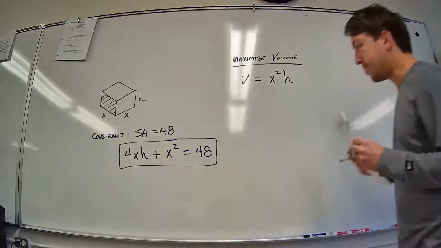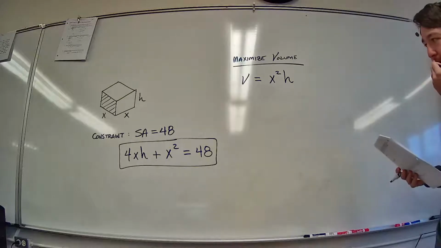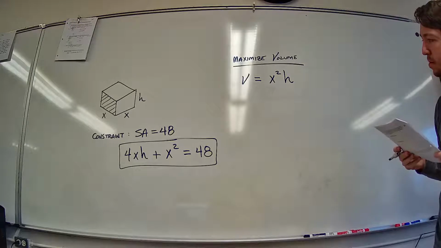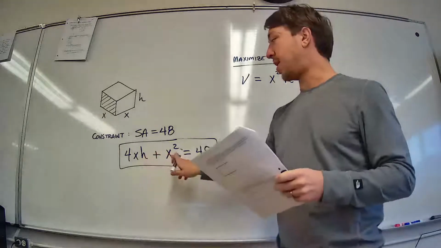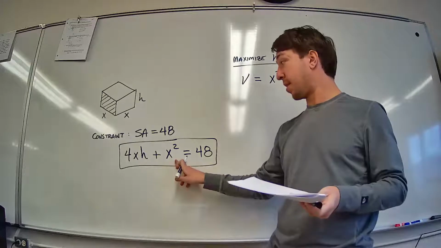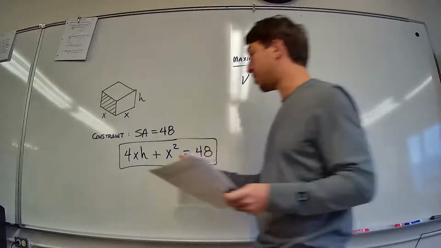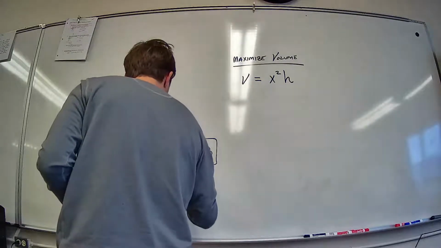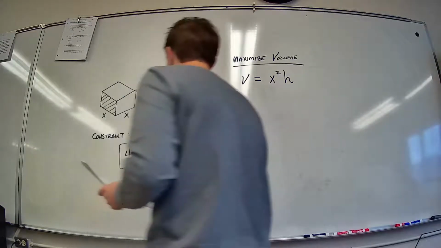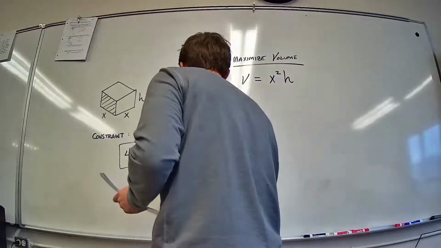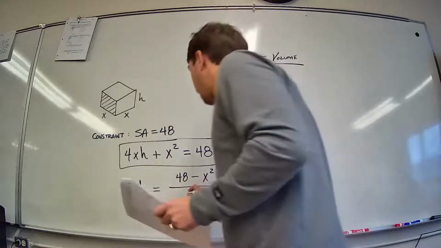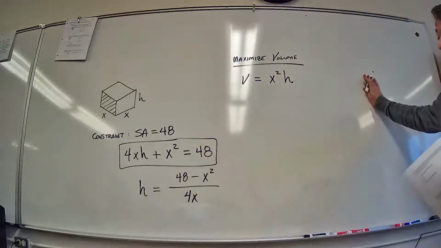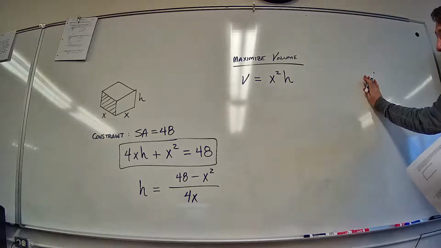Okay, so, tricky. What do we do? Solve for h. Yes. Solving this for x is going to be very difficult. You could theoretically solve for x, but that makes things way harder. So let's solve this for h. h is 48 minus x squared, divided by 4x. That make sense? Yeah. No questions?